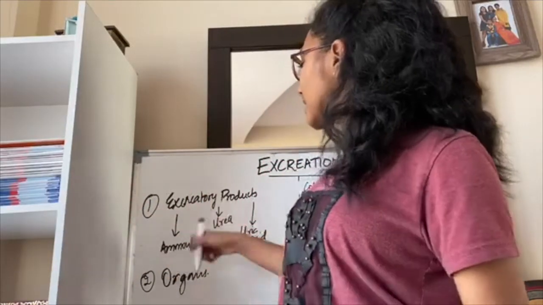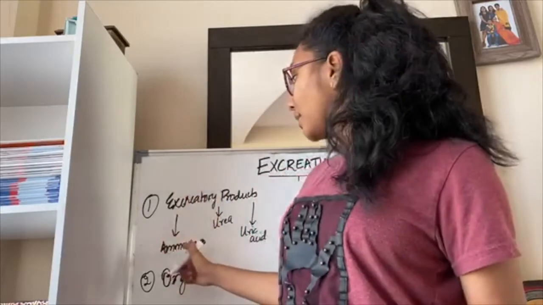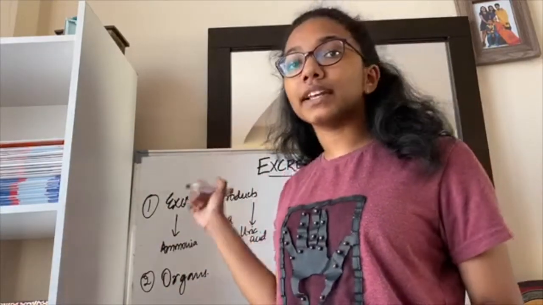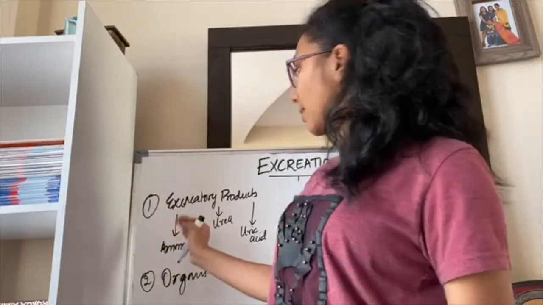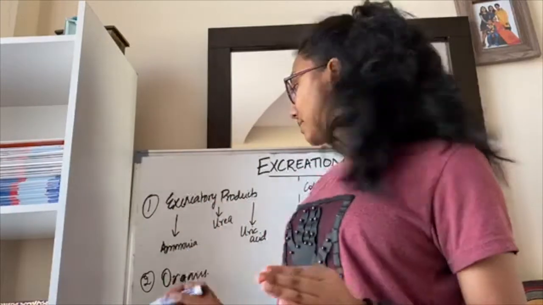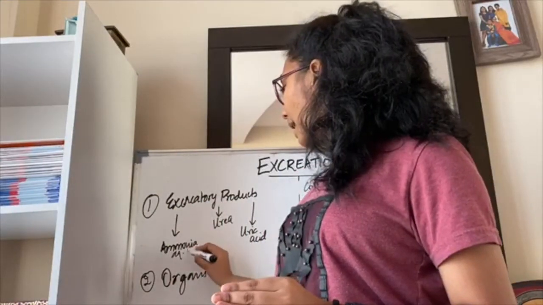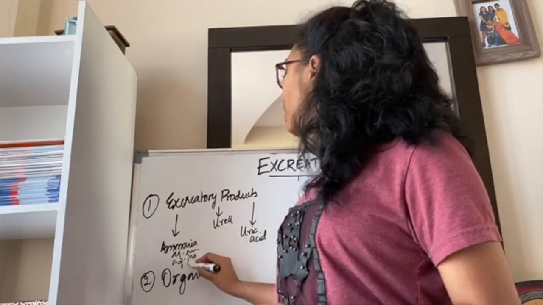So ammonia is excreted by marine organisms, alright? So aquatic amphibians, aquatic insects and bony fishes. So these are the three examples. You have to remember three examples for each of these. So ammonia is excreted by aquatic amphibians, aquatic insects and bony fishes.